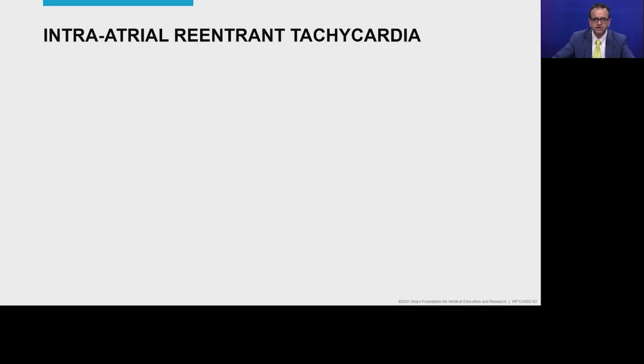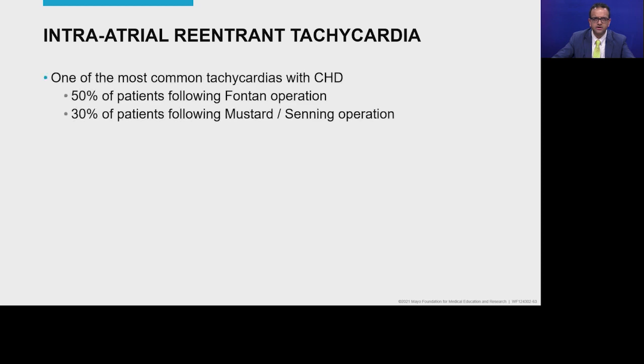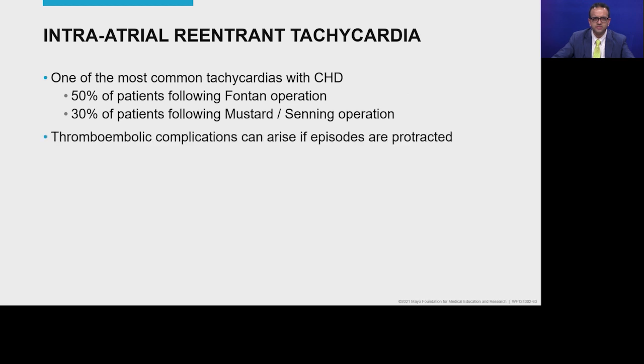Another important tachycardia which shows up is intra-atrial reentrant tachycardia. This is one of the most common tachycardias in patients with congenital heart disease. This is due to the presence of a large reentrant circuit seen in a lot of patients after the Fontan operation or in patients following Mustard and Senning operations. Thromboembolic complications can arise if these episodes are protracted, and there is a risk of sudden death.